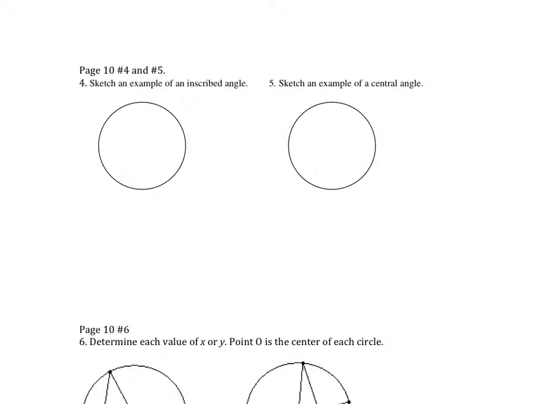So we've had a central angle, and if you look at number 5, it talks about drawing a central angle. Just a reminder, a central angle has its vertex at the center, and if this angle were 90, it equals its arc. So now we're going to have a new type of angle. It's called an inscribed angle.